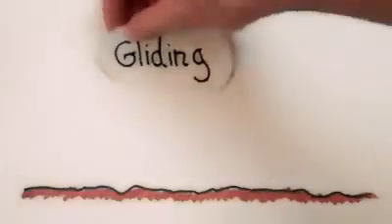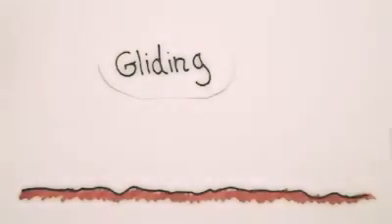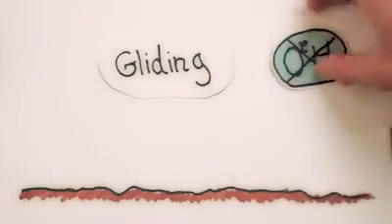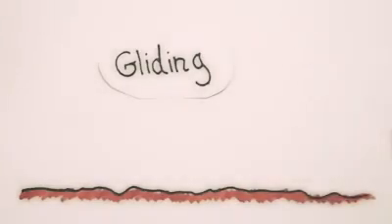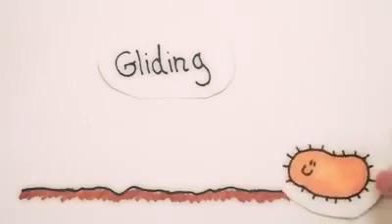Gliding is a form of movement used primarily by bacteria which live in areas with low concentrations of water, such as soil, biofilms, and microbial mats. Gliding is defined as the movement of a cell on a surface in the direction of the long axis of the cell.